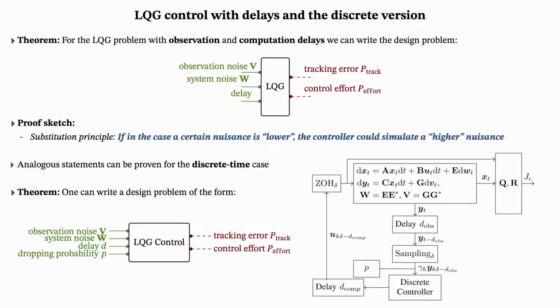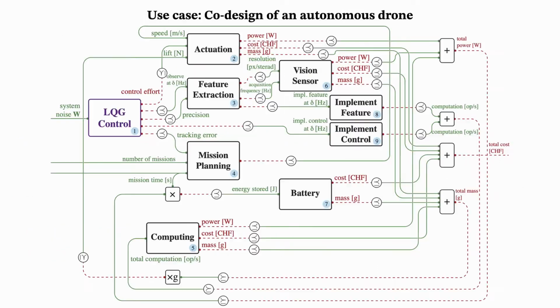With this new setting, we can write the LQG problem as a design problem very similar to the previous ones, now including the dropping probability as a functionality. Proving this result requires methodologies very similar to the previous ones, and you will find them in the paper. Now, why did we do all of this?